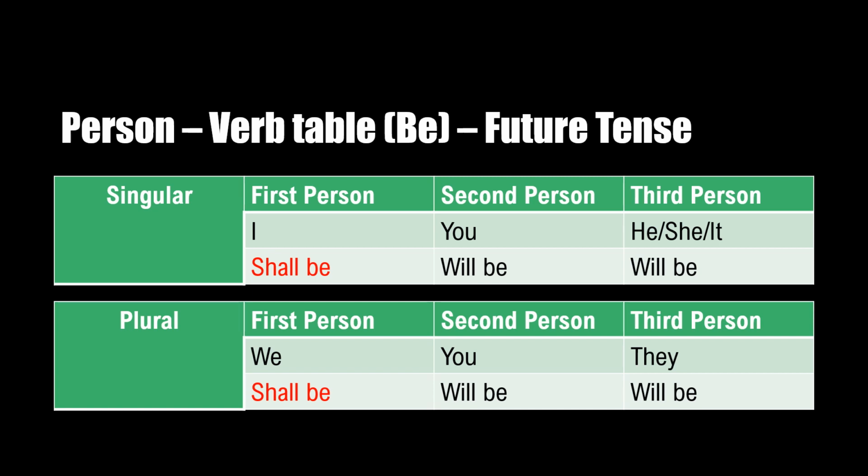What we also discussed yesterday is that using will in the first person is also correct. But it is good English to use shall for first person singular and first person plural. Try to use shall for first persons.